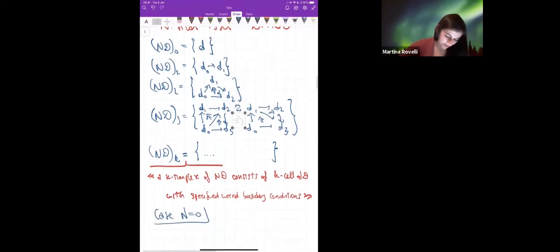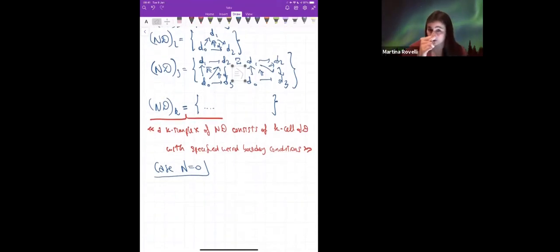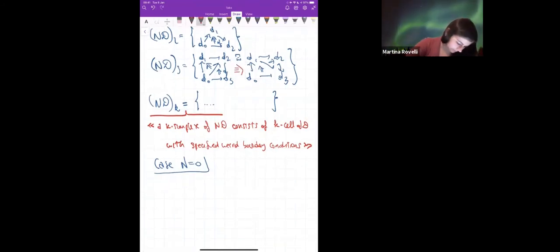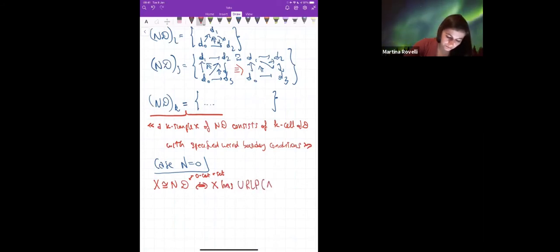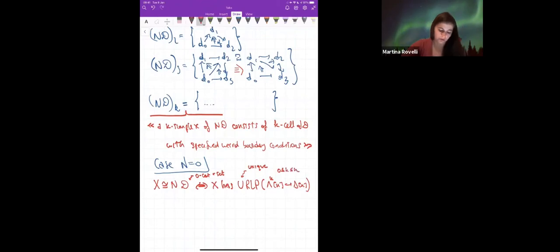Okay. So let's see what happens when we try to analyze the maybe less interesting case of n equals 0. Maybe we can observe that X is isomorphic to the nerve of D, and now I'm thinking that D is a 0 category, which is also known as a set, if and only if X has the unique right lifting property with respect to horn inclusions. I know that this is not standard notation, so I'm just putting a U here to mean unique right lifting property. And here k is all possible values between 0 and m.